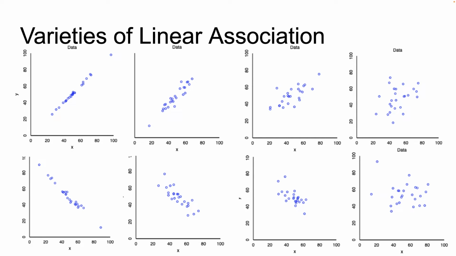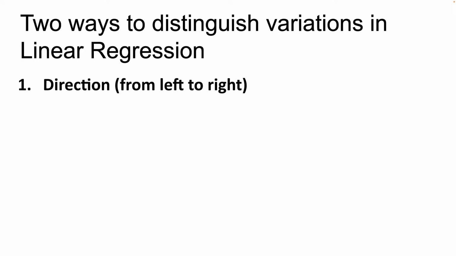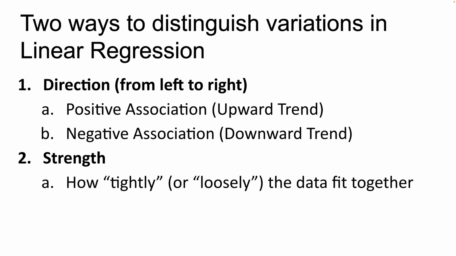Let's take a look at how we analyze the varieties of linear association that we can find. There are two main ways that we distinguish variations in linear regression. The first is by looking at the direction, and we always look at the graph from left to right. When we're looking at the direction, there's two possible ways. We could have a positive association, which is an upward trend from left to right, or negative association, which is a downward trend from left to right. We also like to take a look at the strength of the association. When we're looking at the strength, essentially we're looking at how tightly or loosely the data fit together.